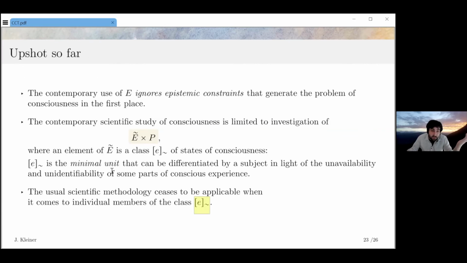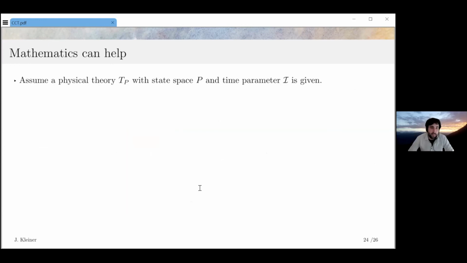Okay, so what should we do about this? Do we have to just accept that there is in fact an unbridgeable explanatory gap? Well, an explanatory gap just says there's a problem between the contemporary scientific notion of explanation or the contemporary scientific methodology and the phenomenon, but nobody says that we can't change the contemporary scientific methodology. And in fact, in this case, we can even see that mathematics can help.